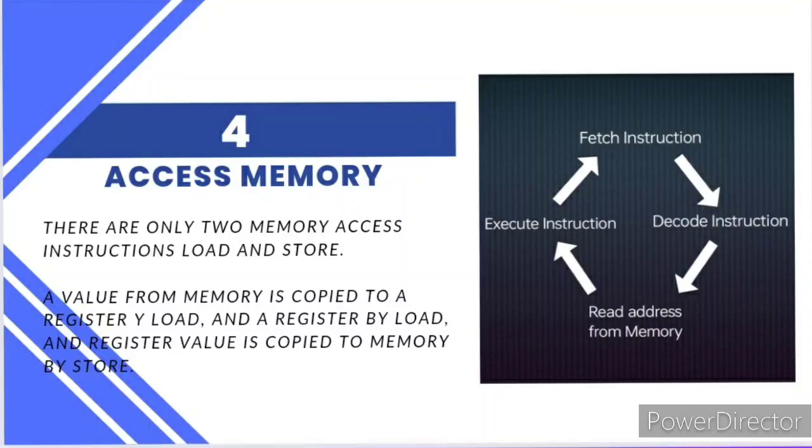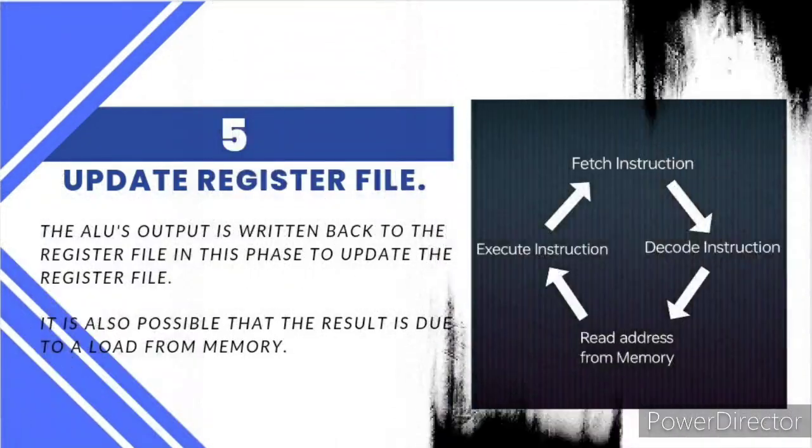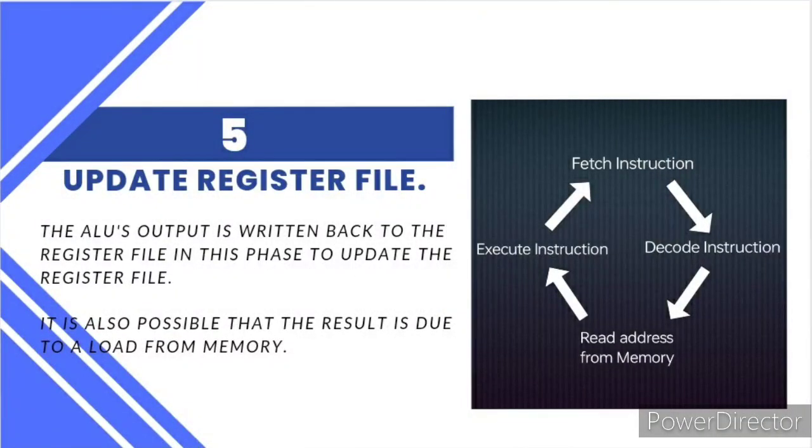Now, let's look at update register file. The ALU's, that is the arithmetic and logic unit's, output is returned back to the register file in this phase to update the register file. It is also possible that the result is due to a load from memory. The update register file step also happens through four stages. They are fetch, decode, read address and execute instruction.